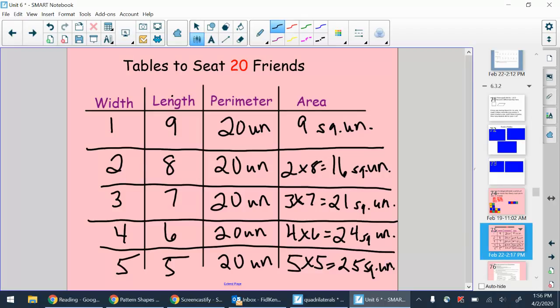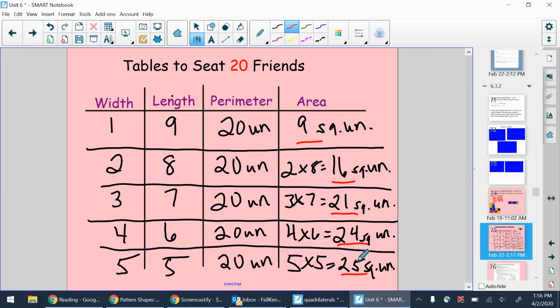All right. Now, if I take a look at this chart, is there anything you're noticing about the different dimensions of the rectangles we created? Are you noticing anything about the perimeter? Are you noticing anything about the area? Well, I'm noticing that for all of them, as we said before, all of them have a perimeter of 20 units. So that stayed the same. But the areas are all very, very different. We have one that was 9. We have 16, a 21, a 24, and a 25.